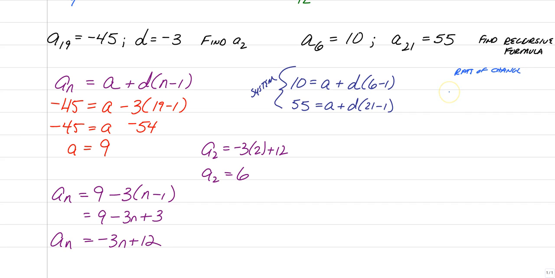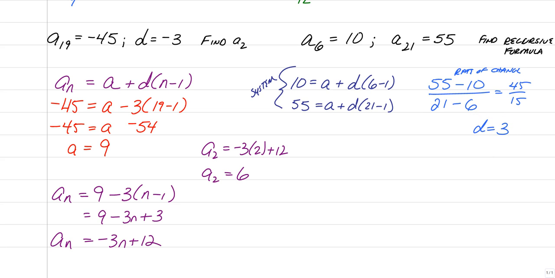So to do that, it's just like slope. So this is like 6 comma 10. This is 21 comma 55. To find our rate of change, the distance from 10 to 55, we're just going to find by 55 minus 10 over, and then we just have to subtract how many terms. The 21st term from the 6th term would be 21 minus 6. And that would end up giving us 45 over 15, which is a common difference of 3.